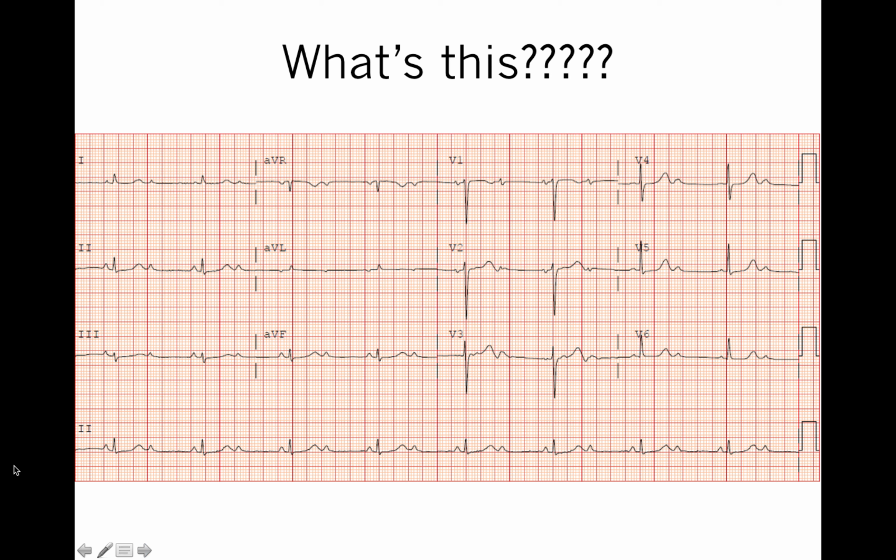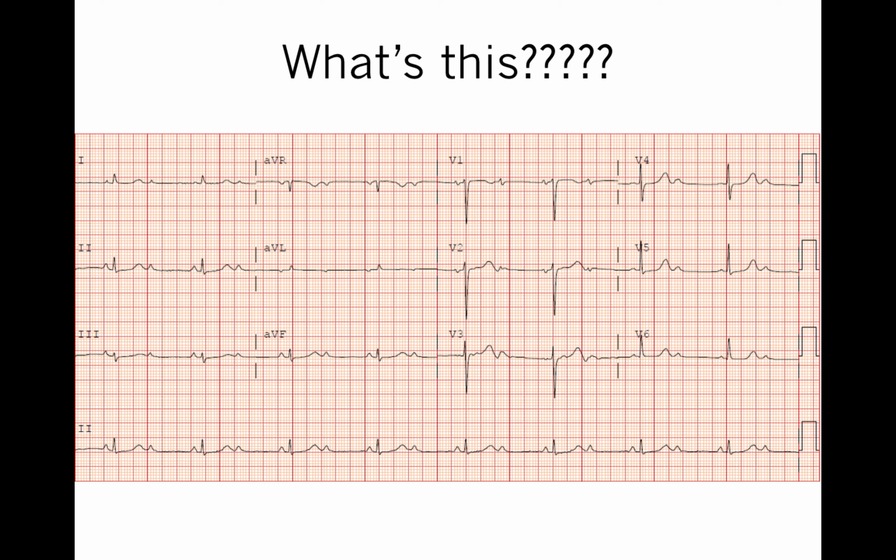So here, you see a P wave followed by QRS, a P wave with no QRS, a P wave followed by QRS, a P wave with no QRS, and this goes on. So this is what we call 2-to-1 AV block. For every 2 P waves, there is 1 QRS complex. So is this second degree type 1 or type 2? Well, the answer is we can't tell for sure.